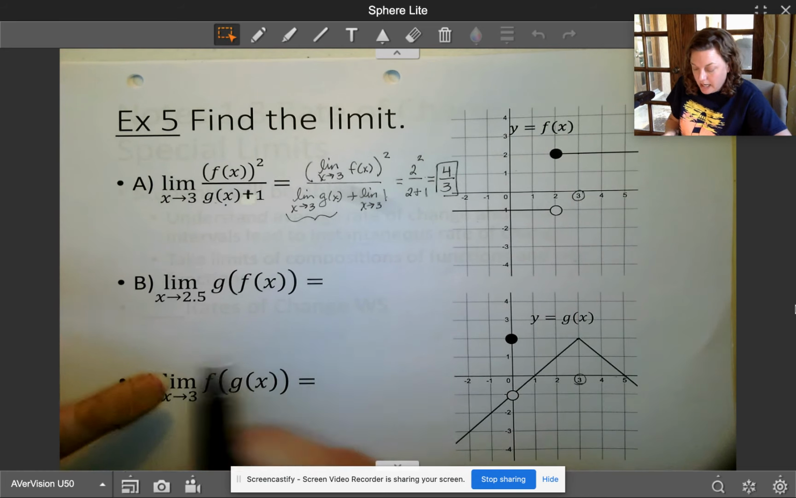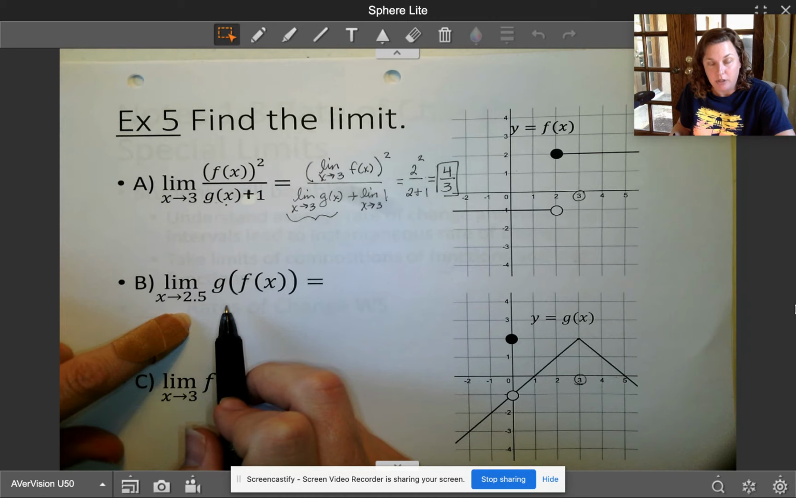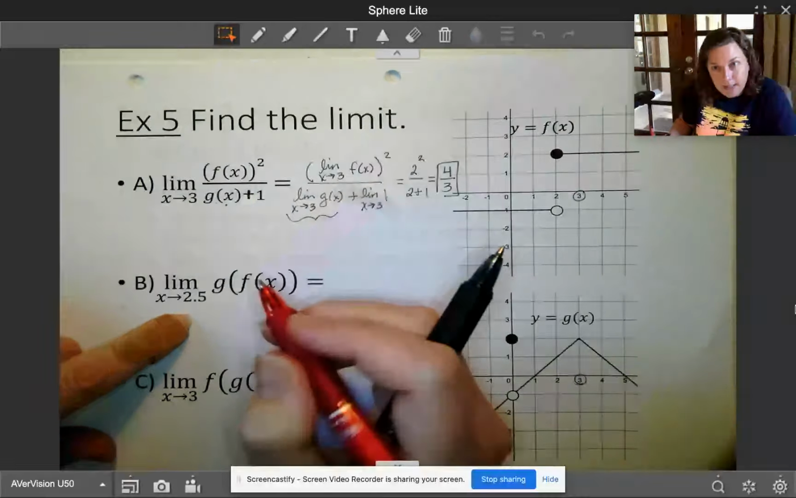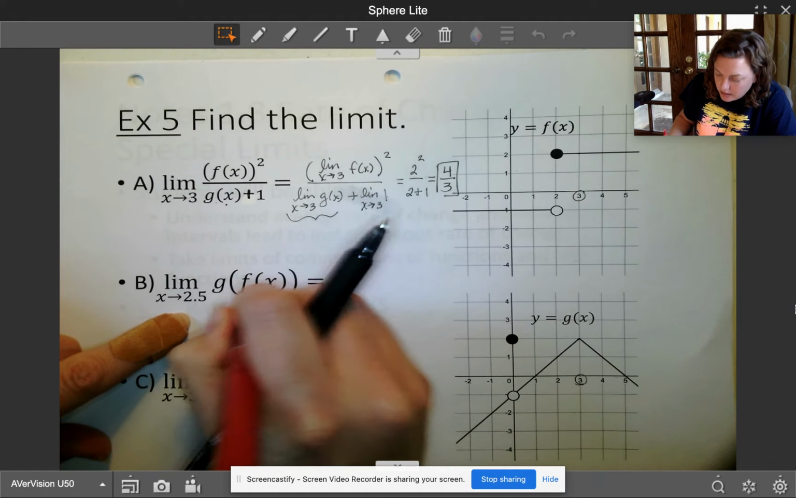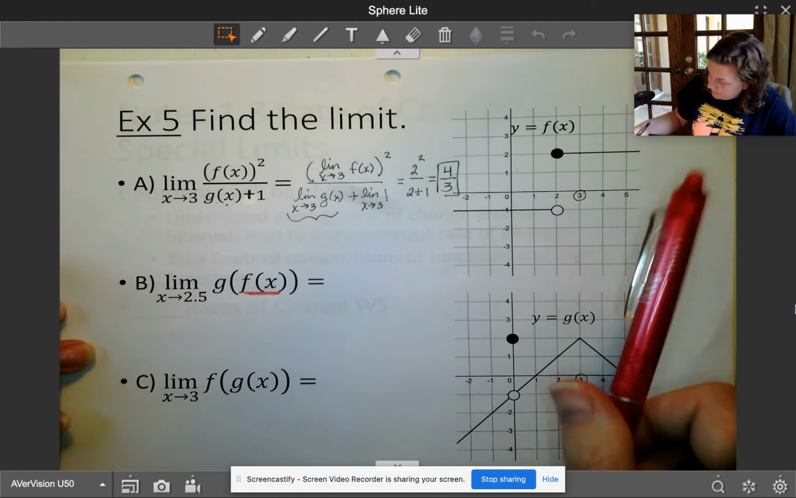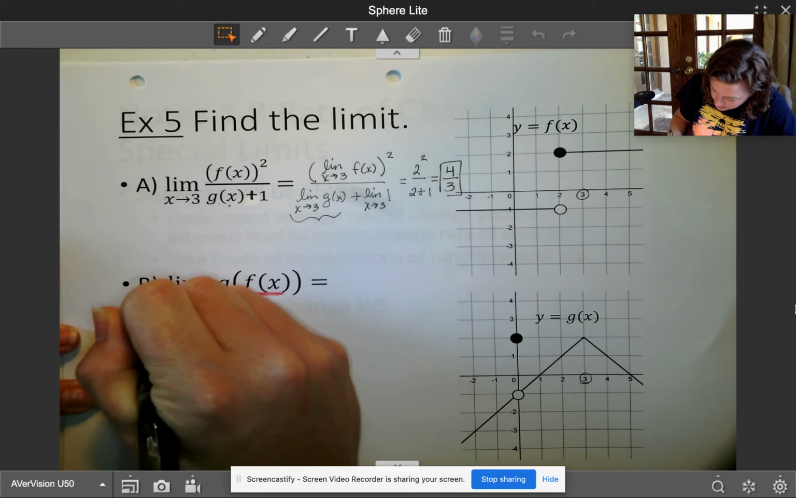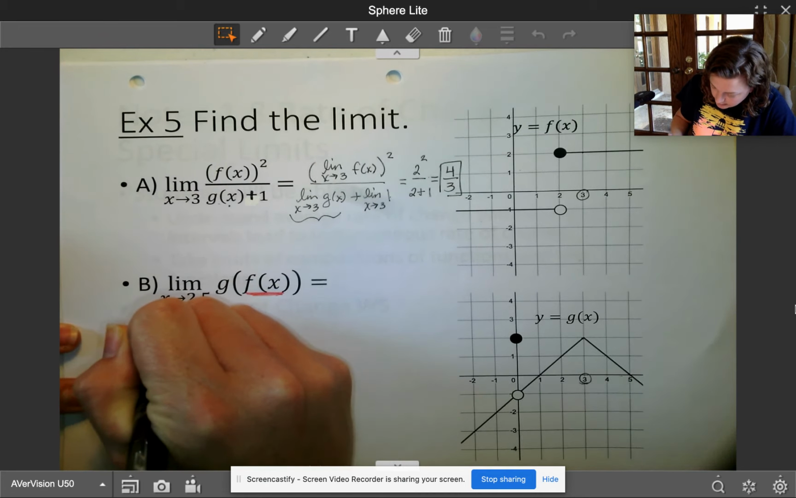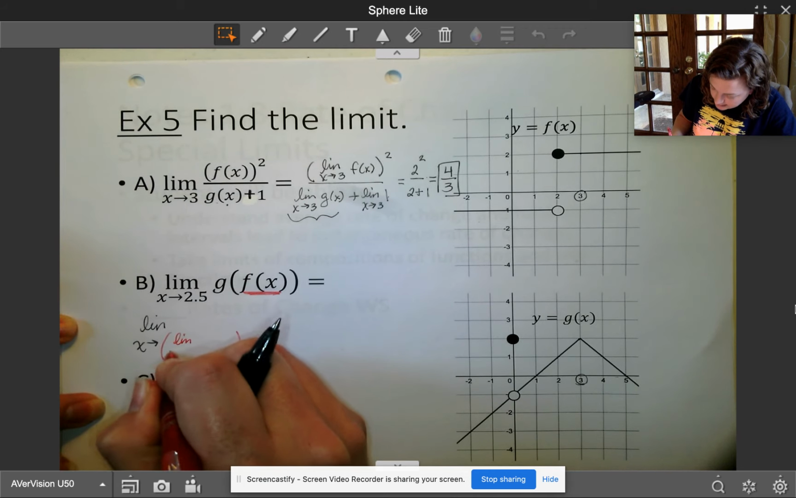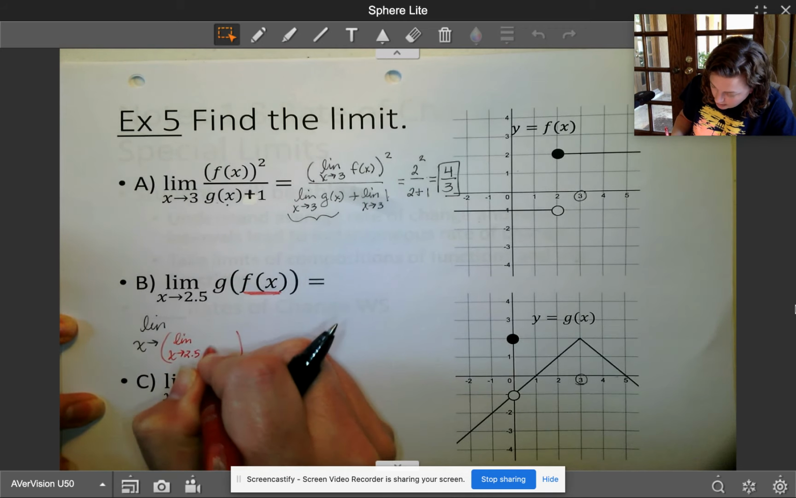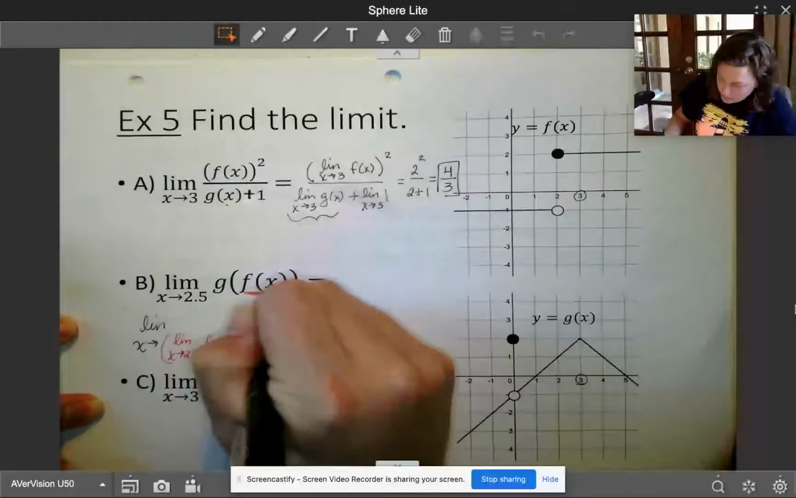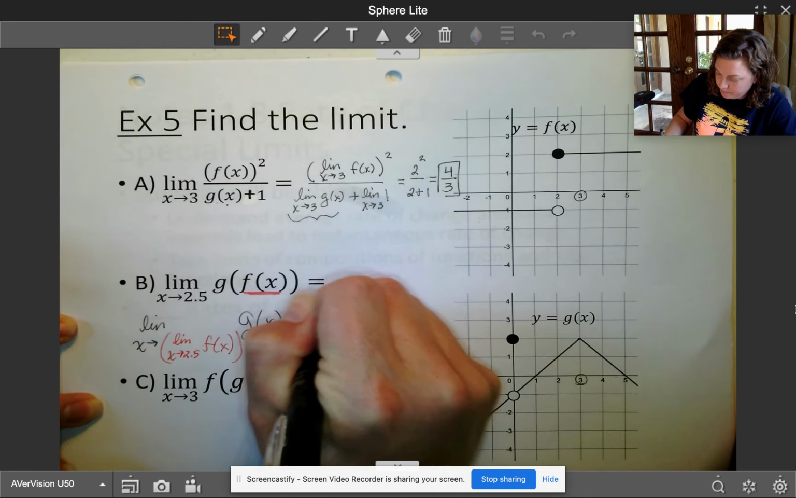And that one's done. This one is a composition. So this one is going to be our sort of limit of the inside and then evaluate the limit of the outside. So I'm going to rewrite this. So that's going to be the limit of something as x approaches something. We have to first do the limit as x approaches 2.5 of our inner function. And then we get to worry about the outer piece.